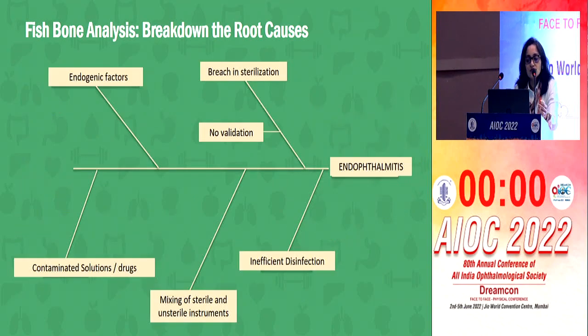Now, another method is fishbone analysis, where we break down the root causes. Suppose there is an endophthalmitis, you can see another subgroup is breach in sterilization, where you can include that there was no validation of your sterilizer machine, or there was a failure in the indicator, right? Endogenous factors like uncontrolled diabetes or some systemic illness. Contaminated solutions or drugs, visible dirt which was ignored. Mixing of sterile and unsterile instruments, or inefficient disinfection. We don't have any protocol in disinfection, or that day there was an AHU failure.